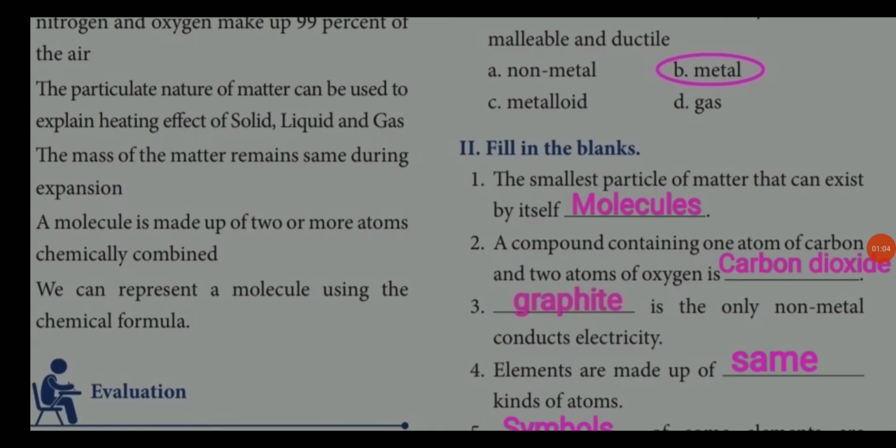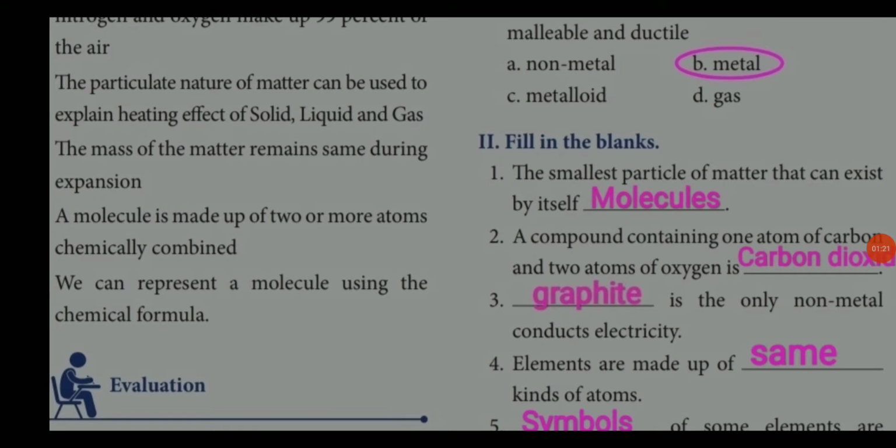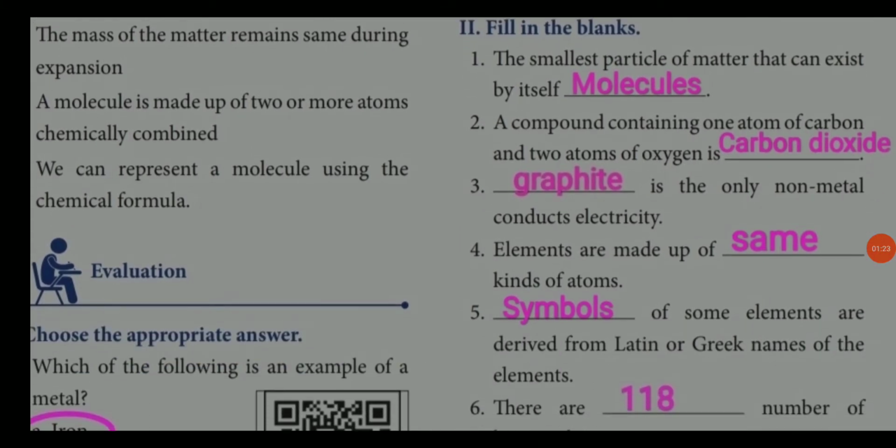Second topic, fill in the blanks. First question, the smallest particle of matter that can exist by itself. Smallest particle of matter, that would be atoms, but that can exist by itself, so the answer is molecules. Molecules is the correct answer. Second one, a compound containing one atom of carbon and two atoms of oxygen is carbon dioxide.